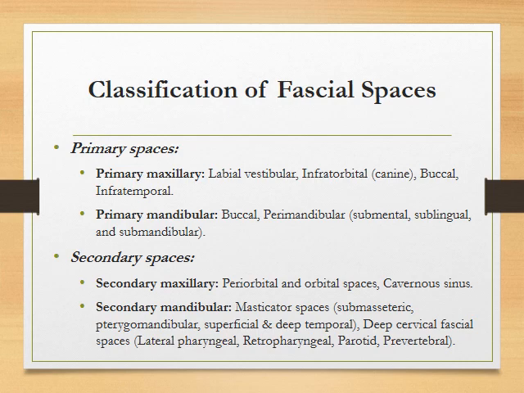The other type of spaces are the secondary spaces. With the spread of infection from primary spaces, secondary spaces become involved. So the spread of infection is not directly from the oral cavity. It will come from the primary spaces. We have secondary maxillary spaces like periorbital and orbital spaces, and the cavernous sinus also. Secondary mandibular spaces include the masticator spaces and deep cervical fascia spaces.